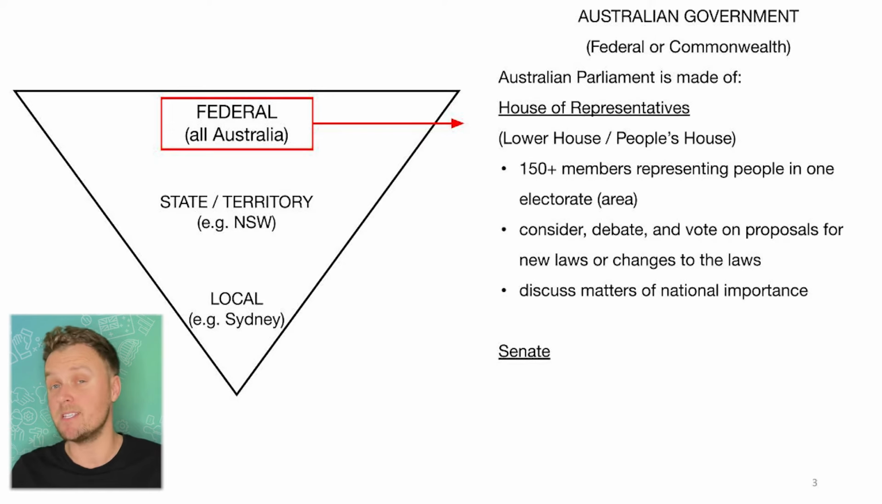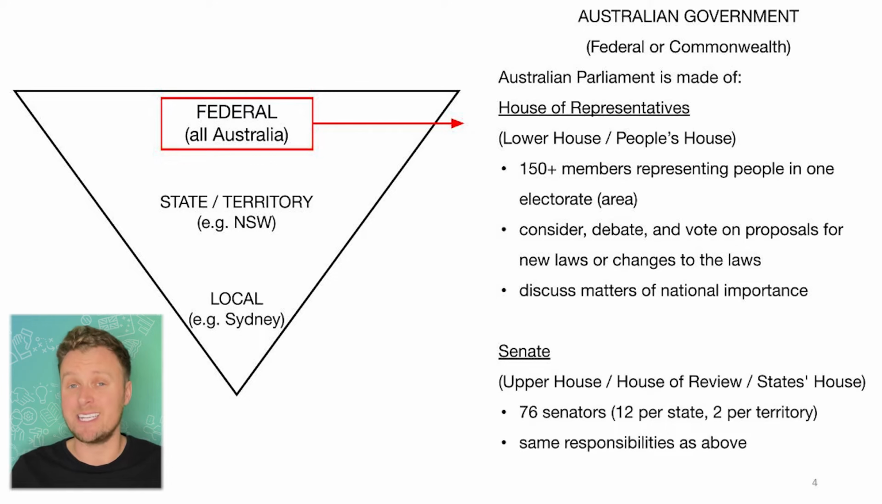The House of Representatives, which is also known as the lower house or the People's House, is made up of over 150 members who represent the people in their area. The areas that are represented by the same member of Parliament are called electorates. So what responsibilities does the House of Representatives have? Well, it is responsible for considering, debating and voting on proposals for new laws or changes to the laws, and discussing matters of national importance.